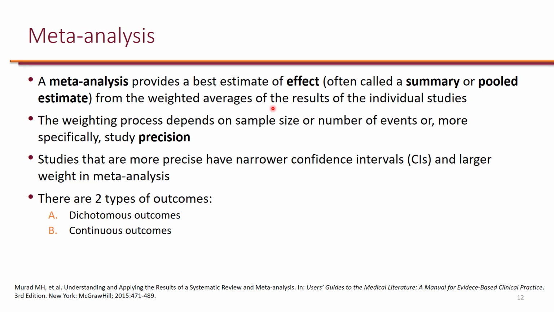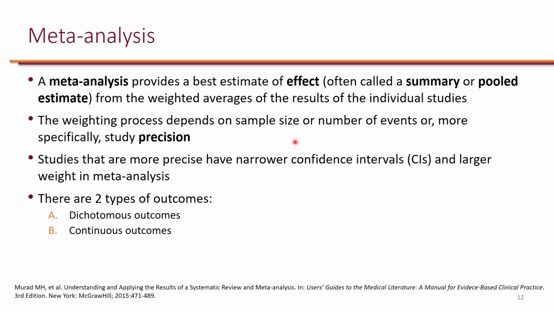In other words, every study in the meta-analysis has a different weight on the pooled estimate. Now, this weighting process depends on the sample size or number of events, or more specifically, study precision. So when applying research evidence to a clinical question, you should determine whether clinical action would differ if the upper or the lower boundaries of the confidence interval represented the truth. If the clinical decision is the same, whether the upper or lower boundary of the confidence interval represents the truth, then the evidence is sufficiently precise.